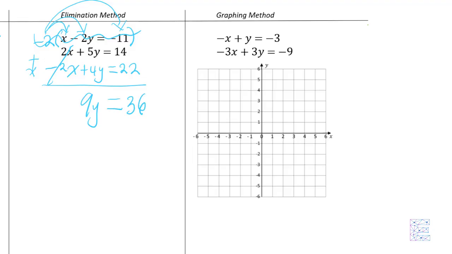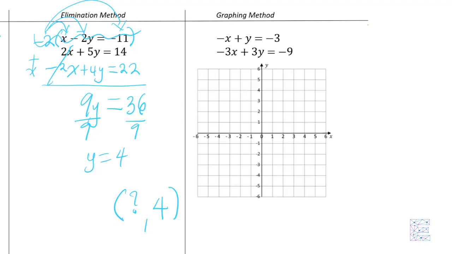Now, to get y by itself, we simply have to divide each side by 9. And you find that the y value is 4. Remember, however, that the solution to any system is an ordered pair. So what we've done, we've found the y value of that ordered pair, and we know it's 4. So how do we find the x value that's associated with it?